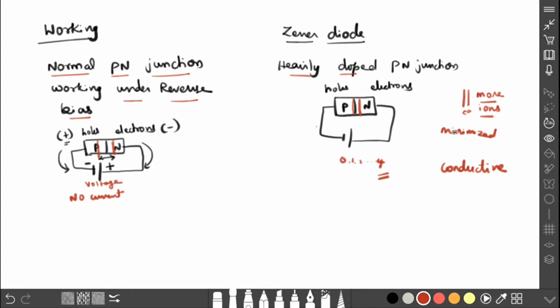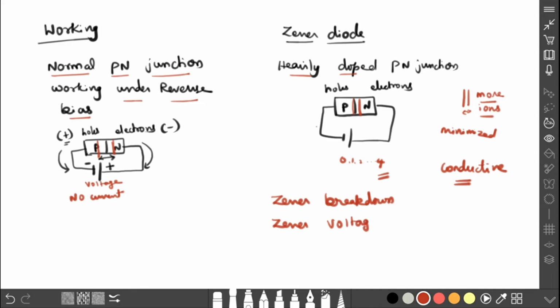Okay, so now what happens? This type of breakdown is called Zener breakdown, and it happens only at a particular voltage, right? That particular voltage is called the Zener voltage.